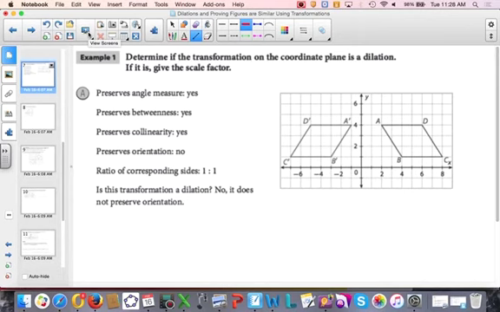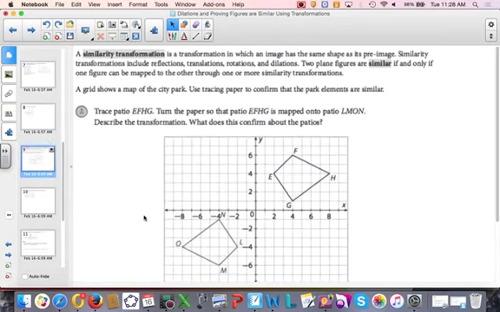In example 1, here we're determining whether the transformation is a dilation. So a couple, kind of like a checklist they have going on here. Are the angles in A prime, B prime, C prime, D prime congruent to the angles in A, B, C, D? Yes. Is it preserving betweenness? Yes. Is it preserving collinearity? Yes. Is it preserving orientation? No. The ratio of the corresponding sides is 1:1. And is this a dilation? No. It doesn't preserve orientation. This is a reflection.